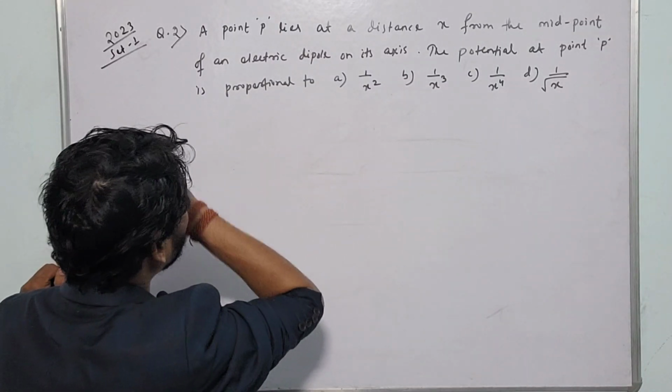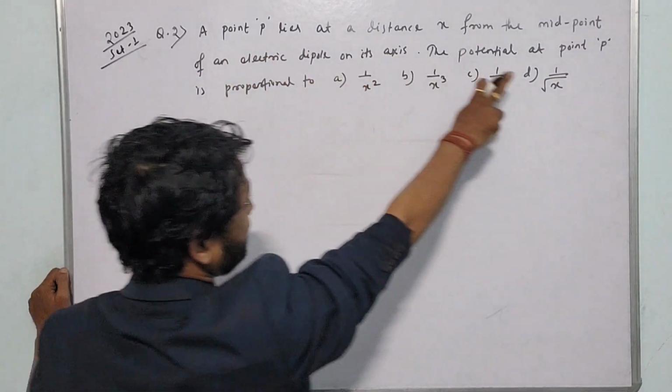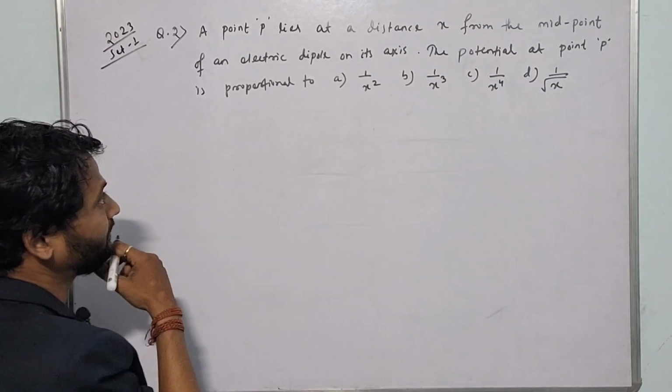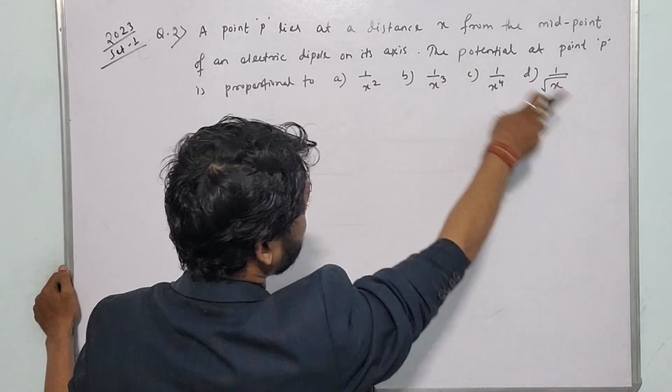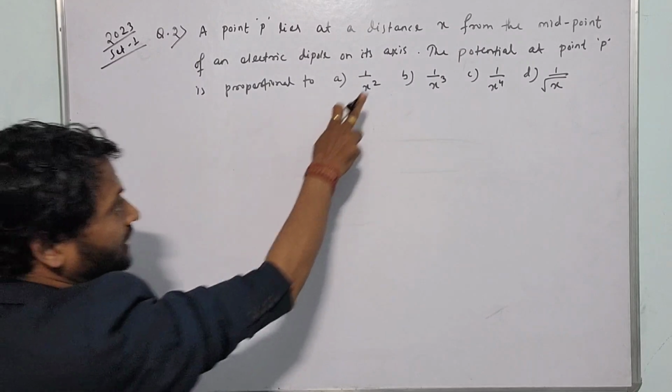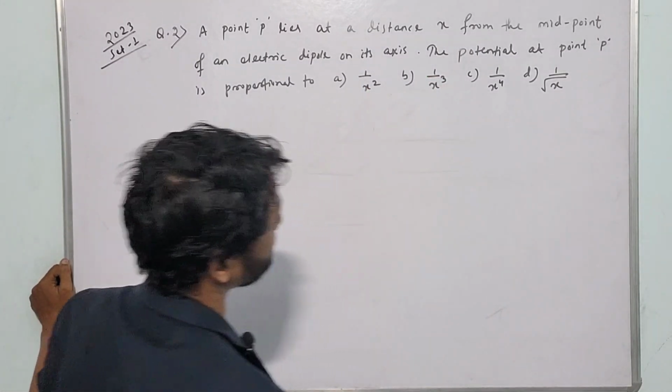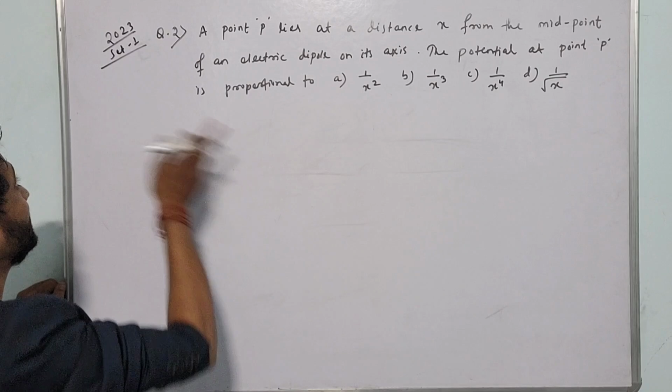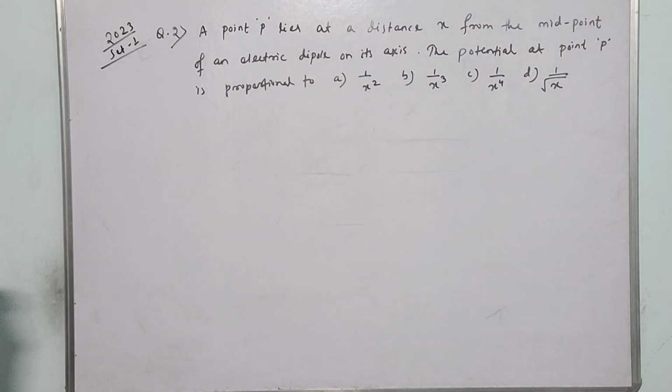Look at the question. A point P lies at a distance x from the midpoint of an electric dipole on its axis. The potential at the point P is proportional to 1 by x square, 1 by x cube, 1 by x to the power 4, 1 by root of x. That question came in 2023 set number 1.